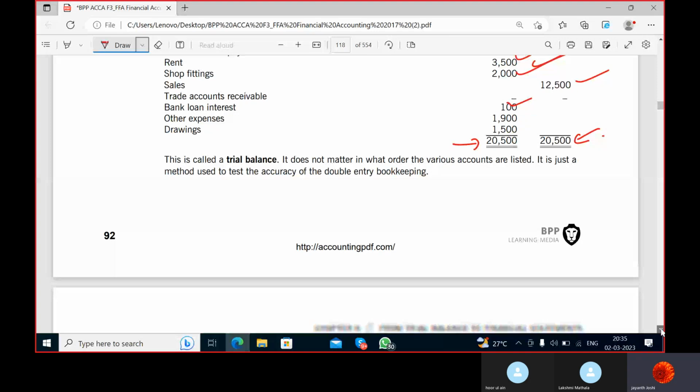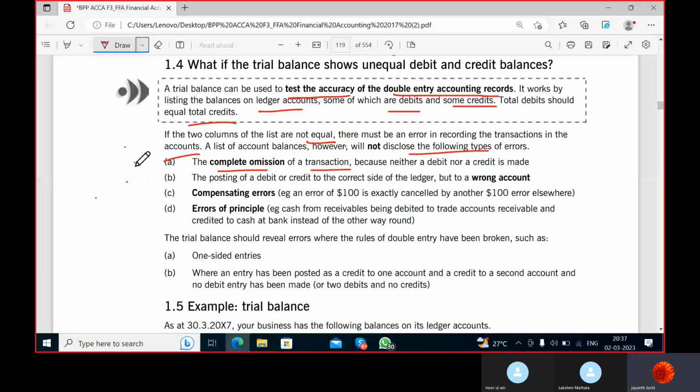Yes. That means if a debit is made, a credit will be made. But due to some reasons, if you have not written a transaction at all, an omission, then definitely there may be some kind of error. Isn't it so? Neither a debit nor a credit is made.